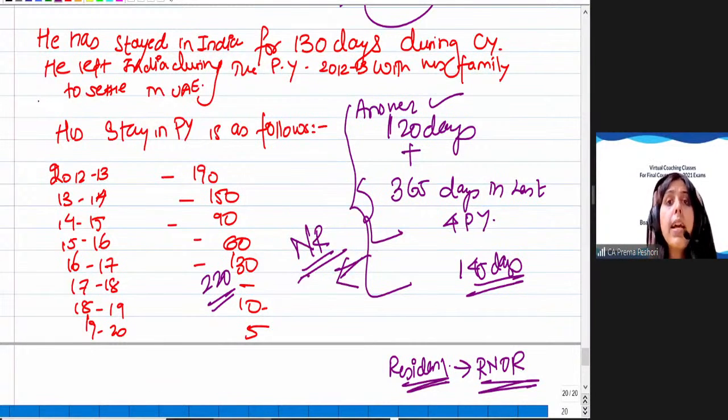So those who said RNOR were not correct. Had it been 220 days in 17-18, he would have been RNOR. But in this case, he would be NR because he is not satisfying the 365-day condition. We only need not check 120 days. We need to check 120 plus 365 in the past 4 previous years. Are you clear with this? Any doubts you have?